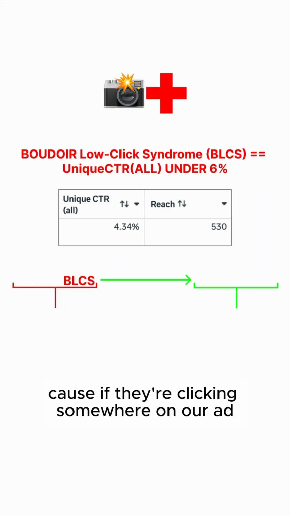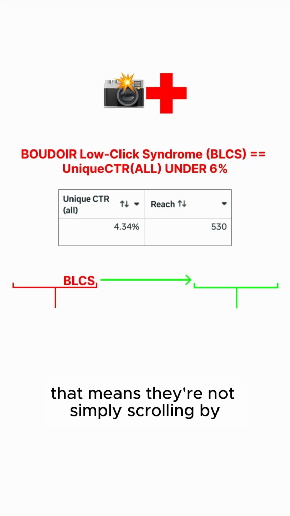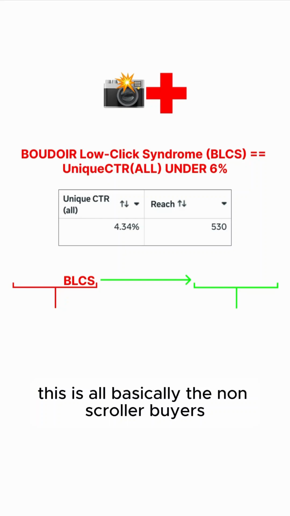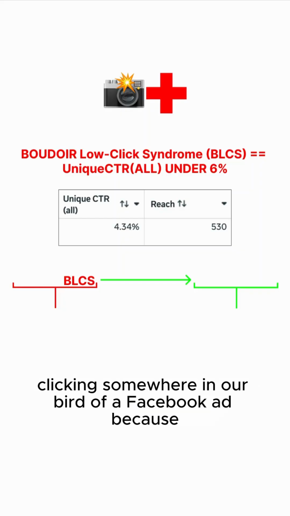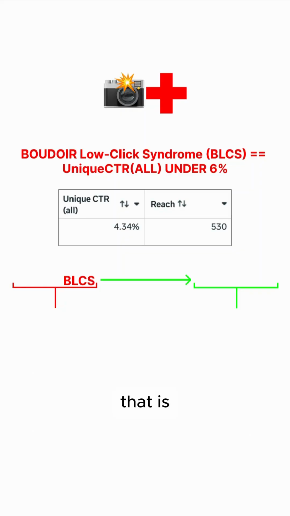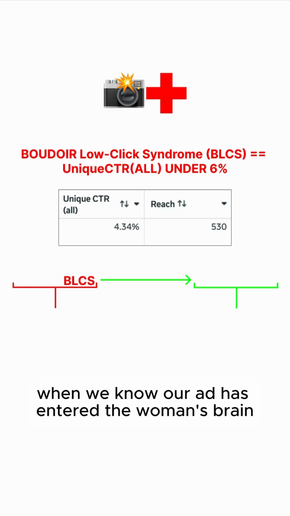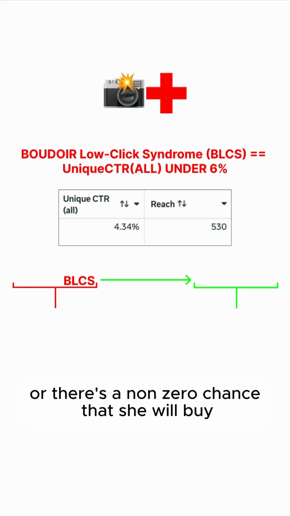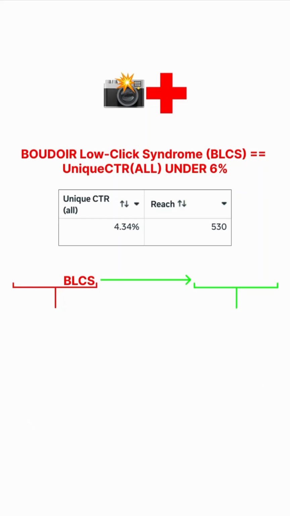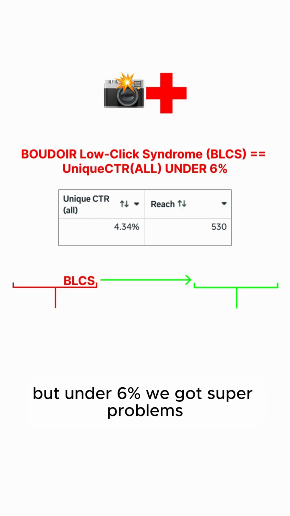And we care about this because if they're clicking somewhere on our ad, that means they're not simply scrolling by. This is all basically the non-scroller buyers. And we want to maximize the number of women clicking somewhere on our Boudoir Facebook ad because that is when we know our ad has entered the woman's brain, and we know that is the only possible time she will buy, or there's a non-zero chance that she will buy. So we actually got to get this number as high as possible, but under 6%, we got super problems.